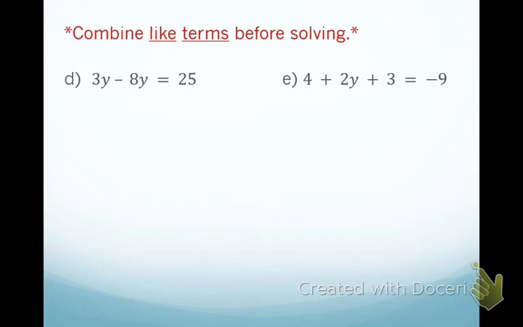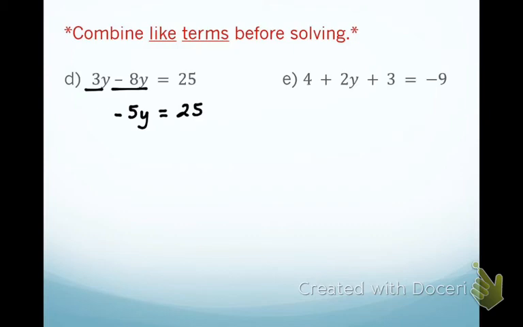This next note tells us that we need to combine the like terms before solving. We've done this before. We did it in chapter 3. As you can see, the 3y and the negative 8y are both in what family? The y family. So class, what is 3y minus 8y? Negative 5y, because you have to take the sign of the larger number.